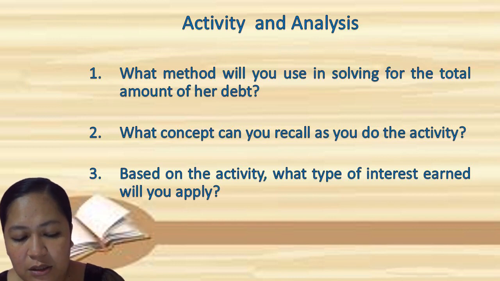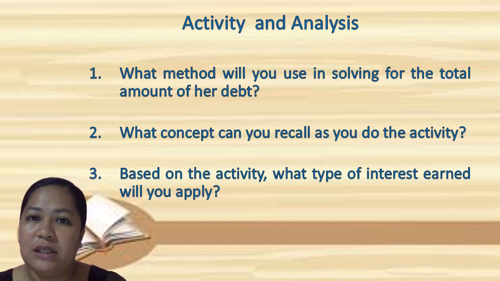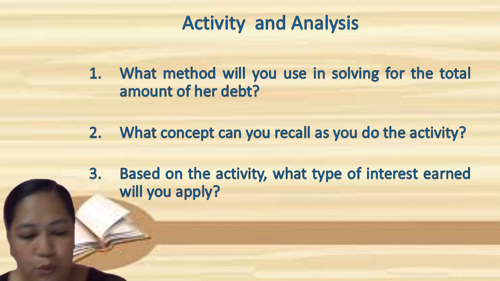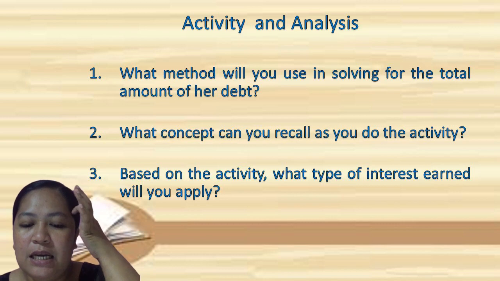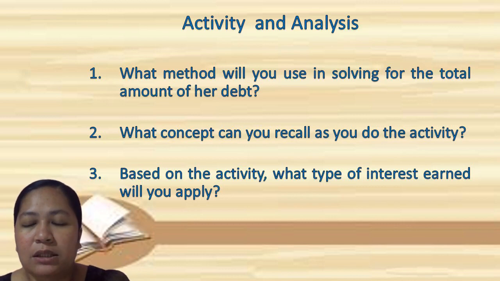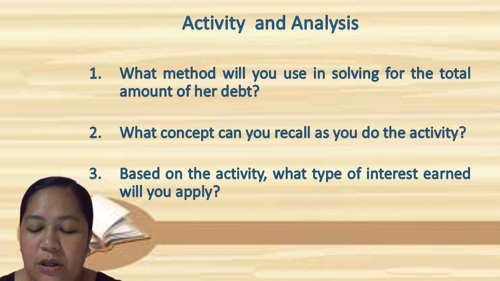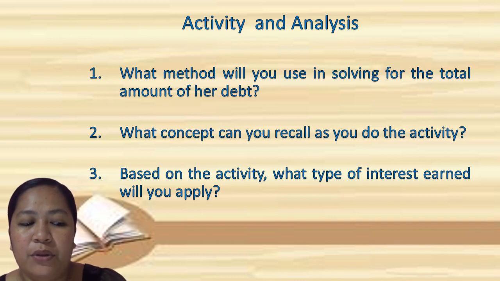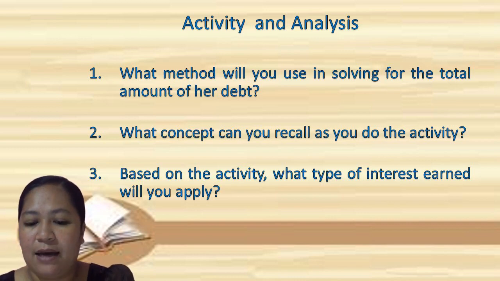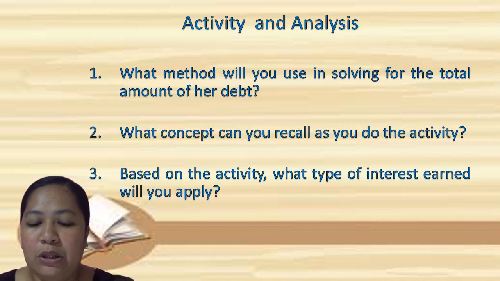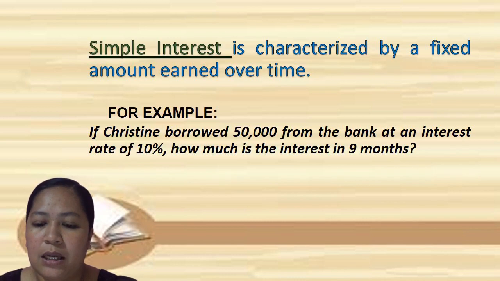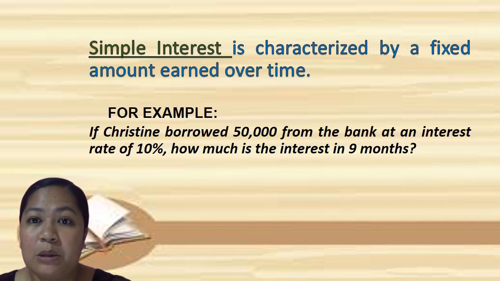In this basic savings account, we will have two kinds of interest. The first one is the simple interest, and the second one will be the compound interest. That would be the most important part of the basic savings account. So first is simple interest. What is simple interest? Simple interest is characterized by a fixed amount earned over time.